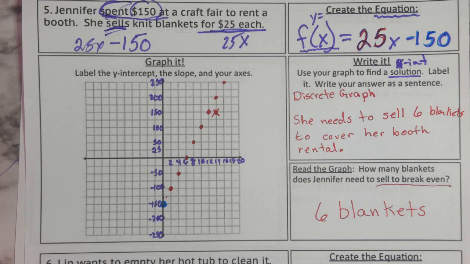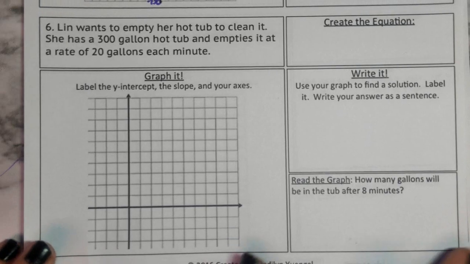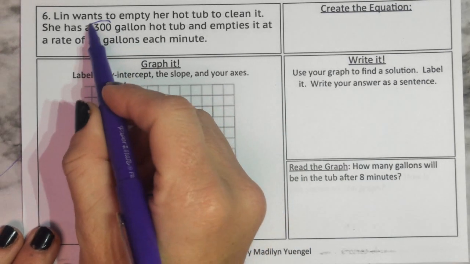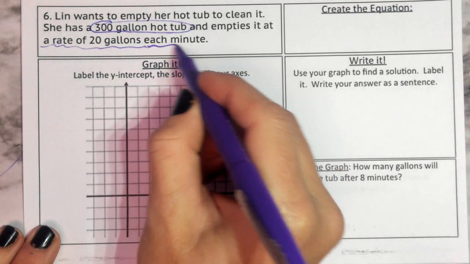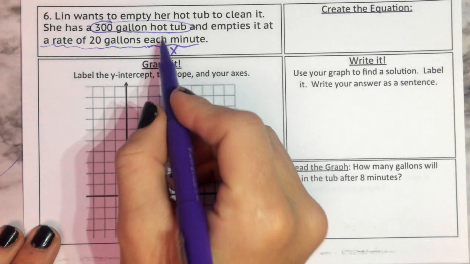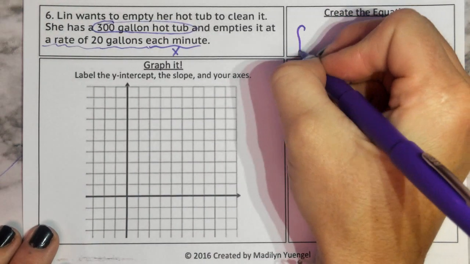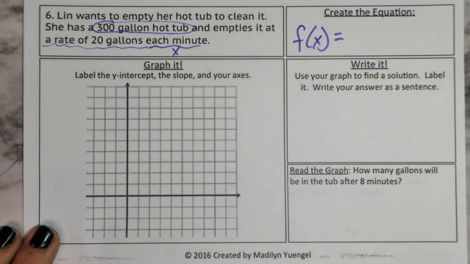Right, now we're going to do the same thing for number 6. Lynn wants to empty her hot tub to clean it. She has a 300-gallon hot tub, and it empties at a rate of 20 gallons each minute. So that each right there is telling us that it goes with our intercept. So we're going to create our equation. We're going to start with f of x equals.